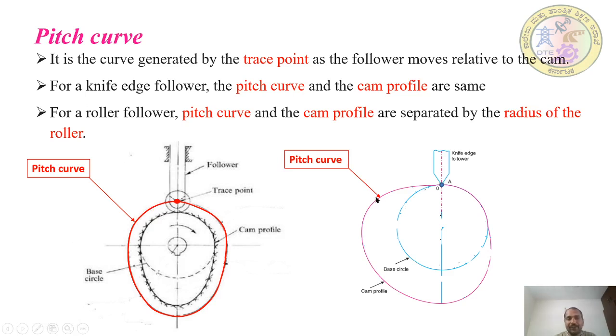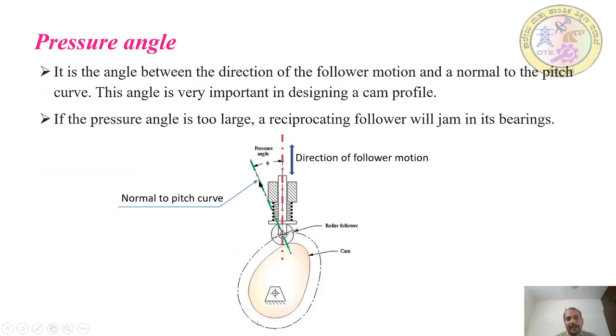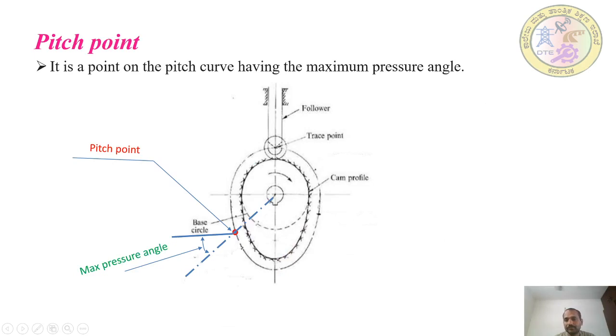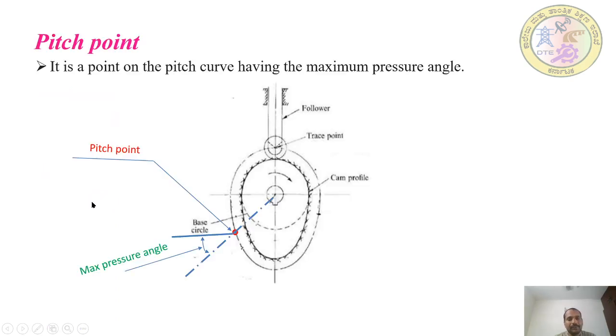In case of knife edge follower, the pitch curve and cam profile are same. But in case of roller follower, pitch curve and cam profile, they are separated by radius of the roller. Pressure angle. It is the angle between the direction of the follower motion and normal to pitch curve. Pitch point. It is the point on the pitch curve having maximum pressure angle.